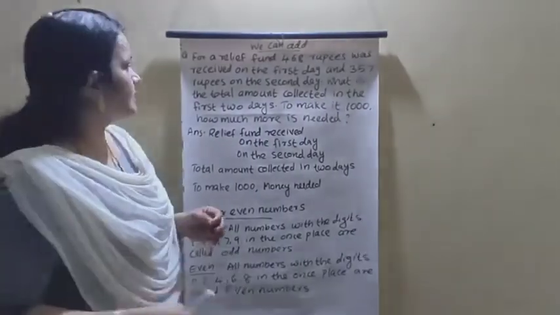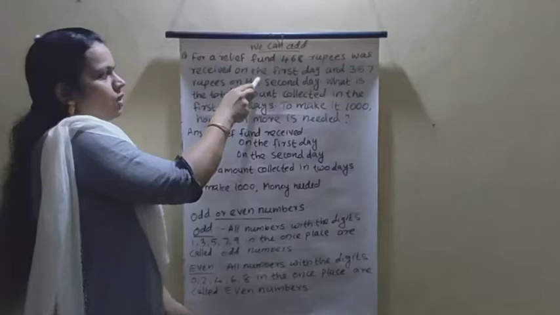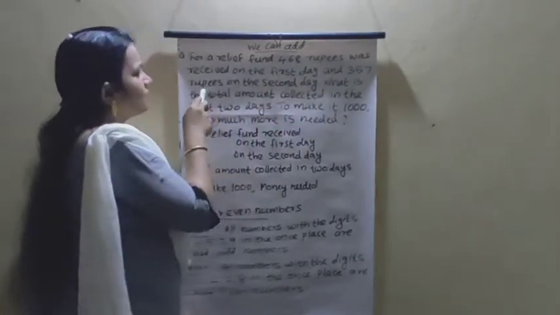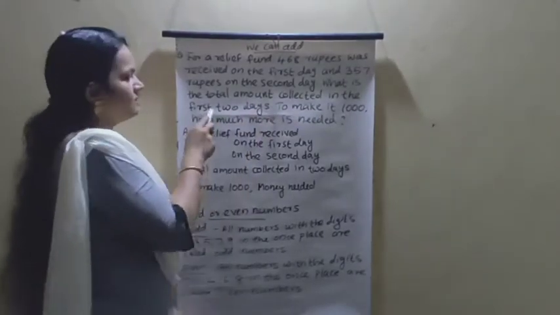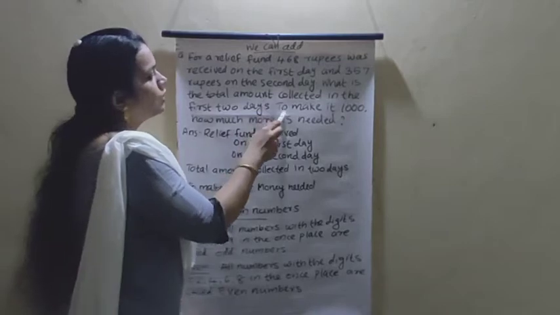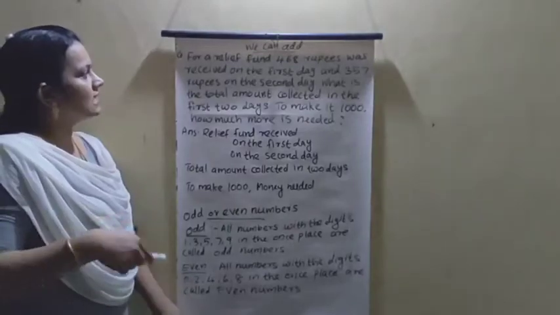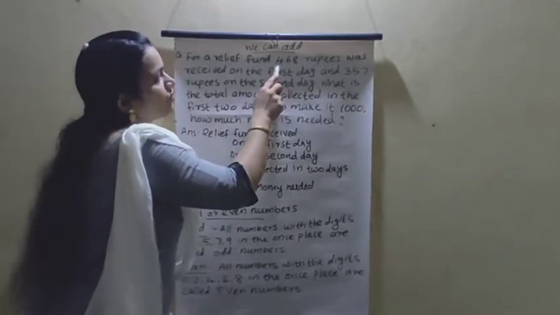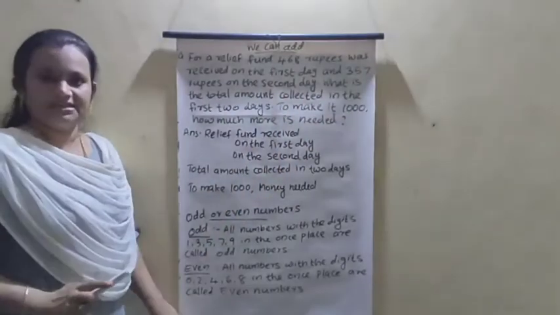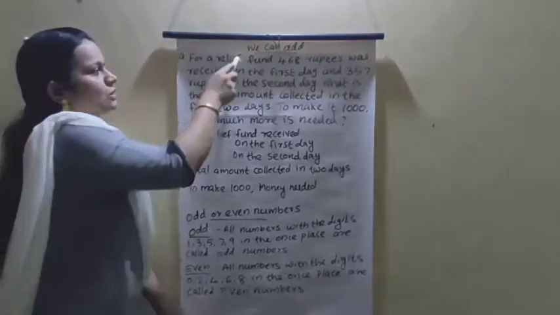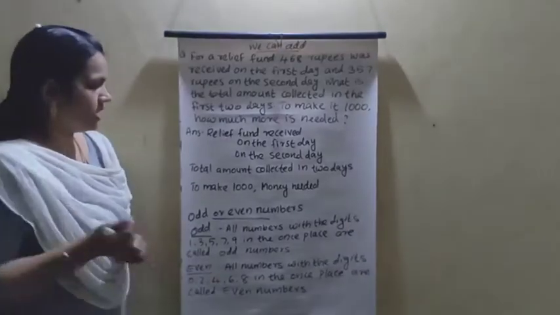Okay, now we are discussing another problem. For a relief fund, 468 rupees was received on the first day and 357 rupees on the second day. What is the total amount collected in the first 2 days? To make it 1000, how much more is needed? The relief fund received on the first day was 468 rupees, on the second day 357 rupees. First we have to find out how much money was collected in these 2 days. Understood?